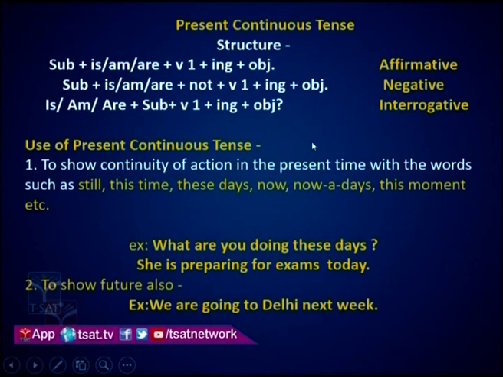Now, when do we use present continuous tense? We use present continuous tense to show continuity of action in the present time with words such as still, this time, these days, now, nowadays, this moment, etc. For example, what are you doing these days?